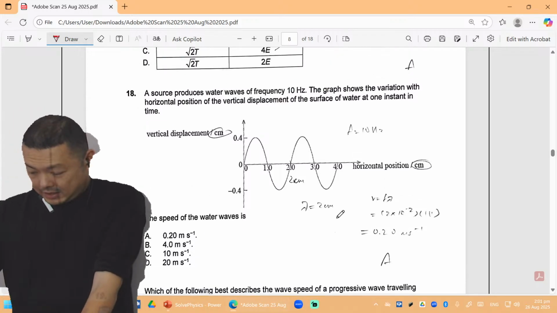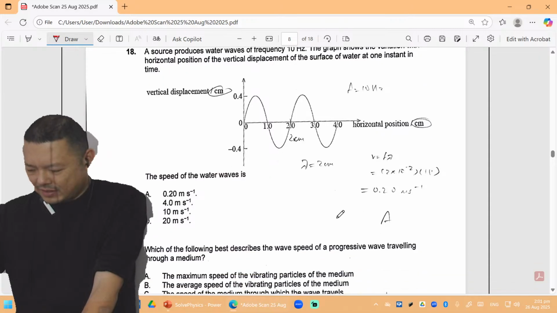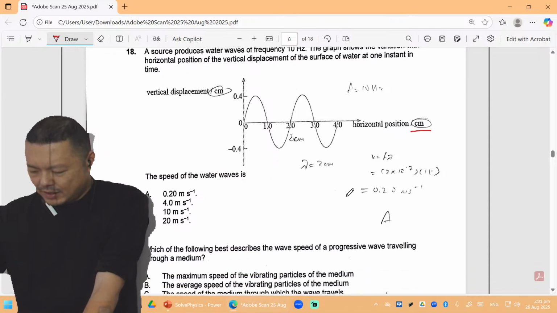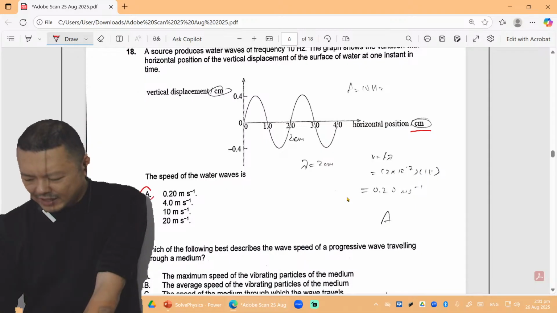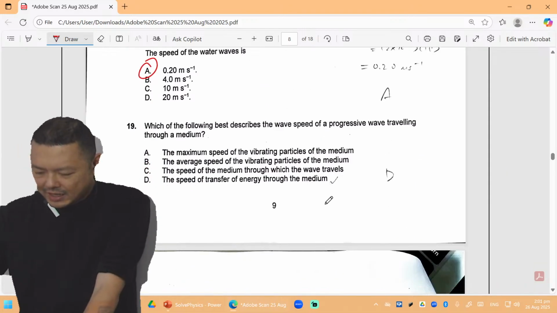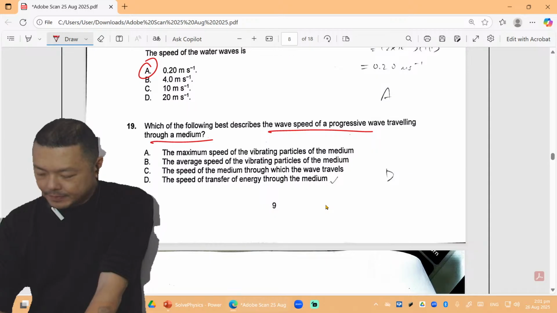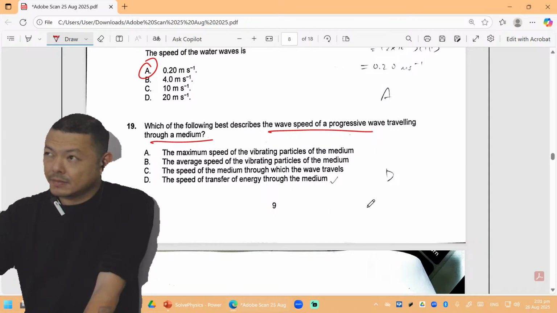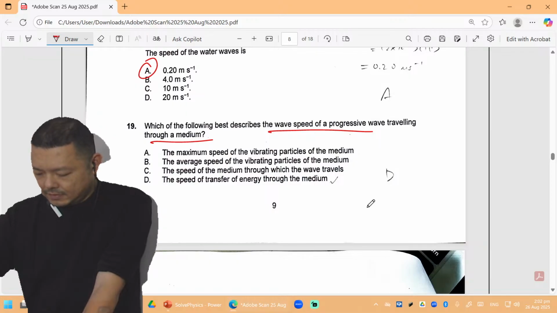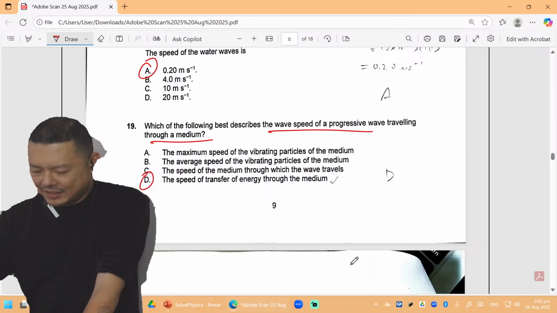Okay, 18. Speed of water wave, is it? 10 hertz. Oh, f lambda, right? This is in cm though. Yes, that's in cm. 0.02, 0.2. Okay, A. Why did they suddenly go easy on you? 19. Which of the following best describes the wave speed of a progressive wave traveling through a medium? Okay, just answer it. That's all.